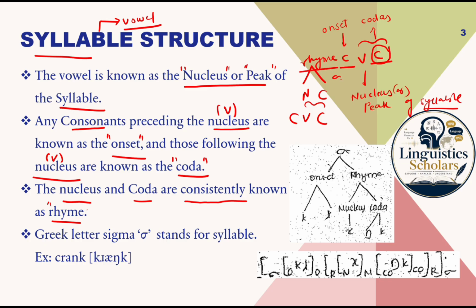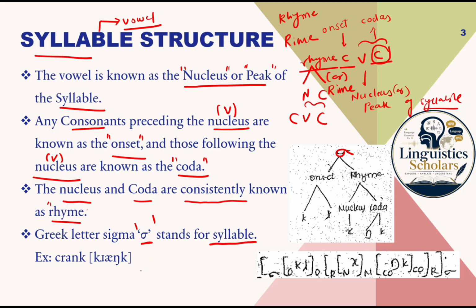Combinedly called the rhyme, and it has two spellings, either RHYME or RIME. It's a combination of nucleus and coda, and it is called the rhyme. And the Greek letter sigma stands for the syllable. So basically, sigma is used to represent the syllable.